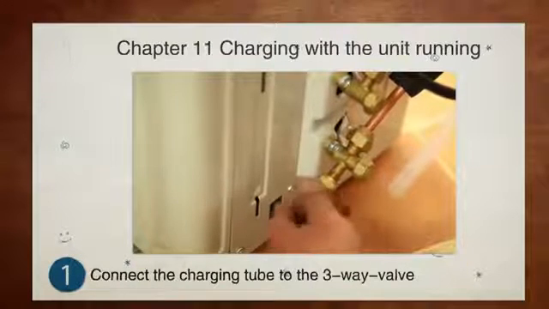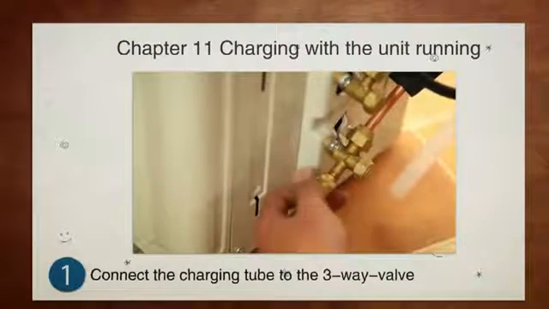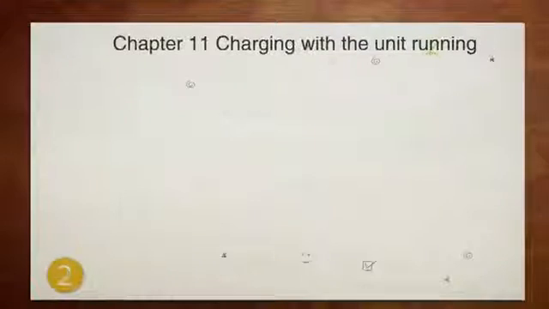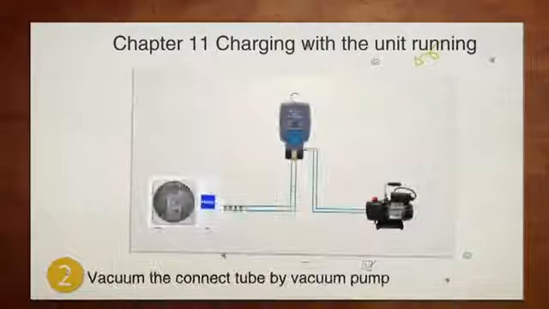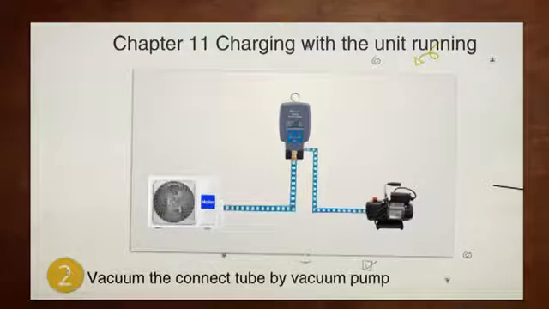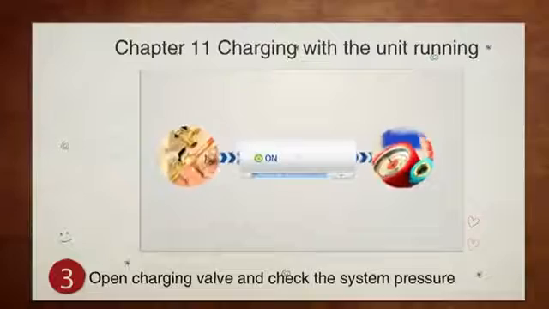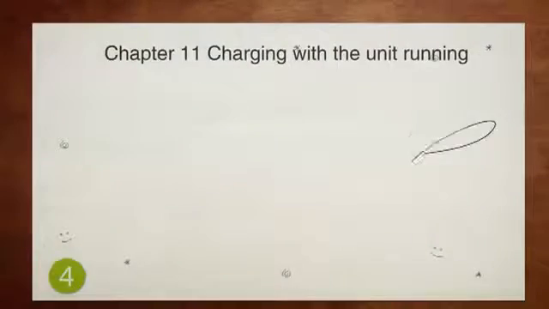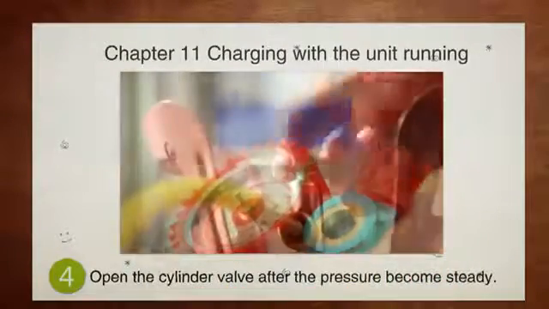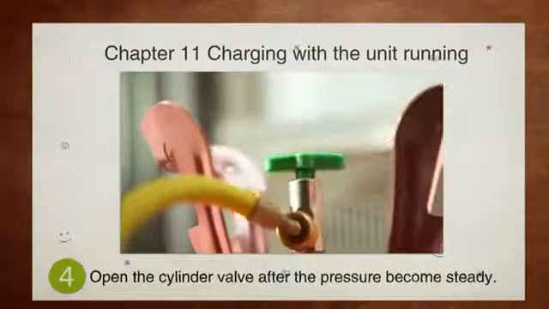Number 1. Connect the charging tube to the three-way valve. Number 2. Vacuum the connect tube by vacuum pump. Number 3. Open charging valve and check the system pressure. Number 4. Open the cylinder valve after the pressure becomes steady.